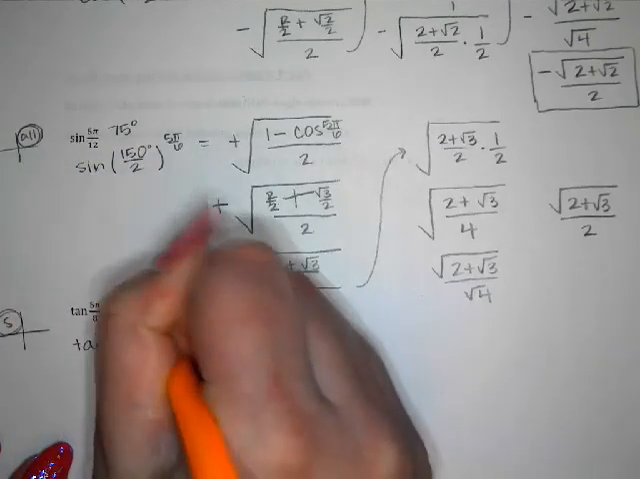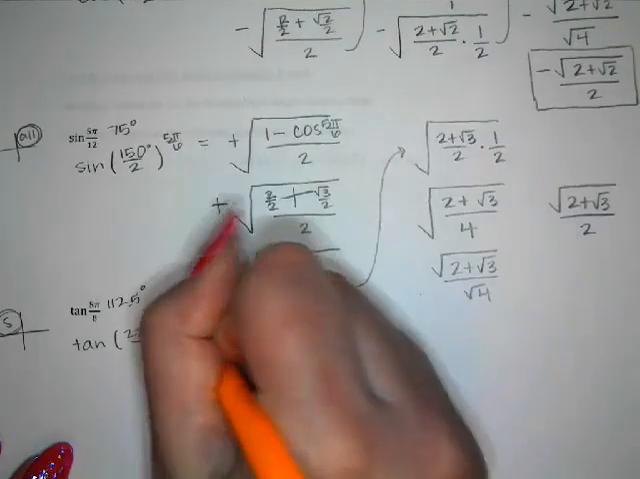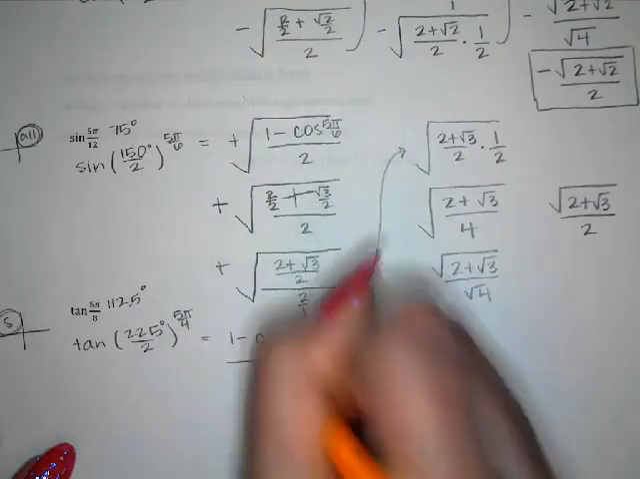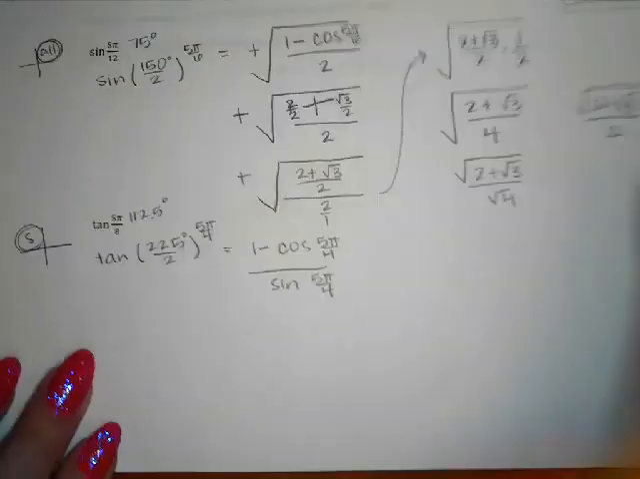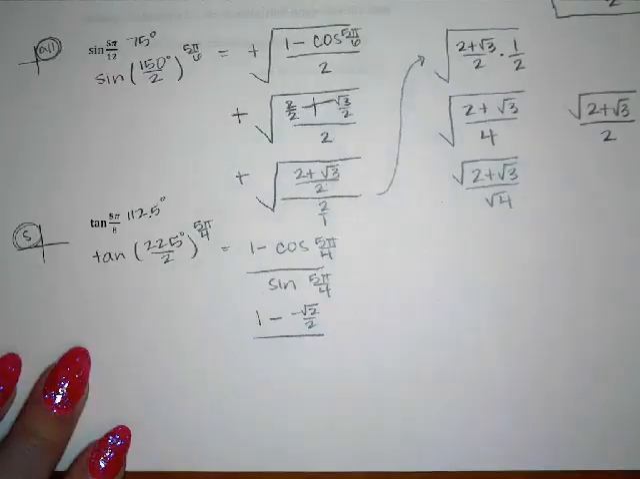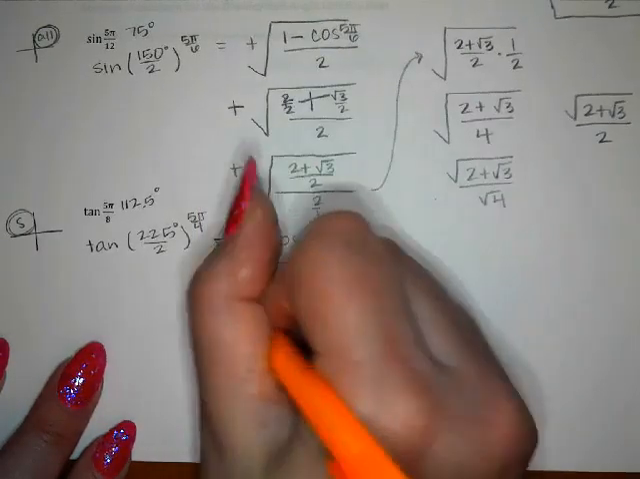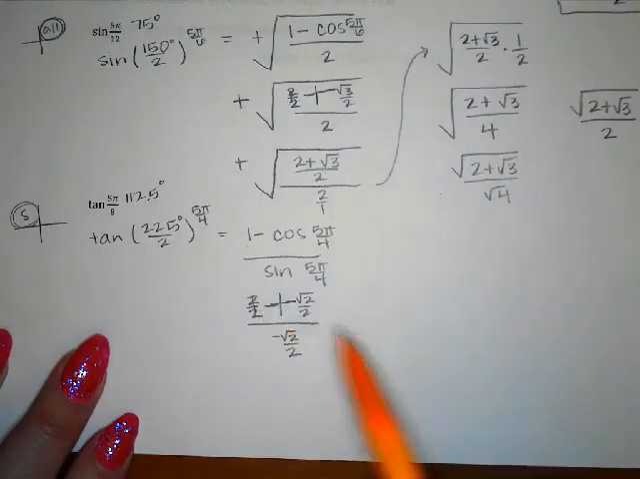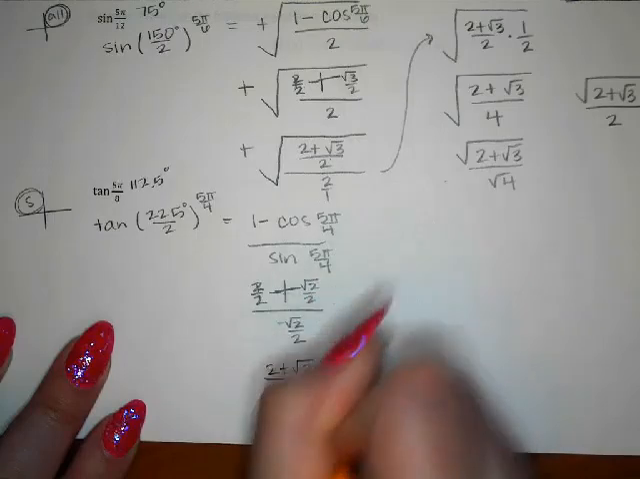225 degrees is 5 pi over 4. Okay, so the formula is 1 minus cos alpha over sine alpha. When I do this, I get 1 minus cos alpha is 1 plus root 2 over 2, since cos alpha is negative root 2 over 2. Sine alpha is also negative root 2 over 2. The 1 I'm going to rewrite as 2 over 2. I know that minus minus makes a plus. So in the numerator, I have 2 plus root 2 over the common denominator, and then in the denominator I have negative root 2 over 2.